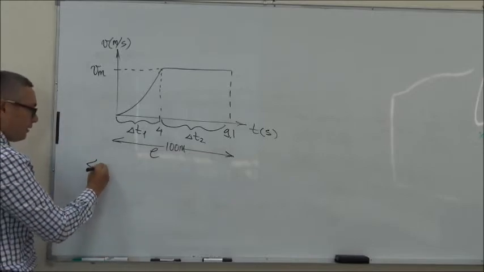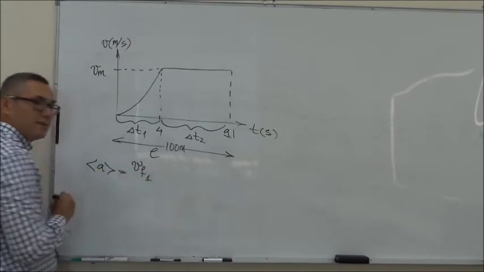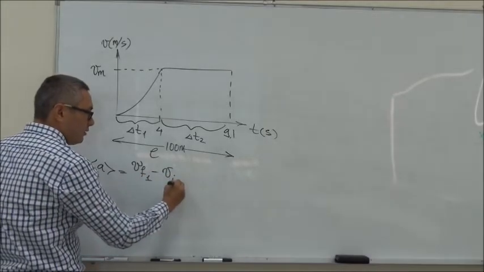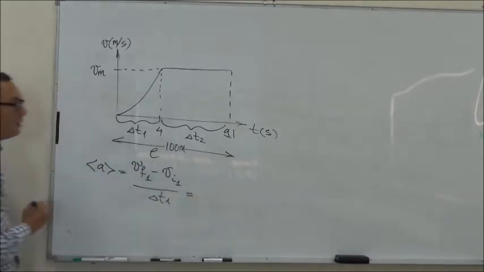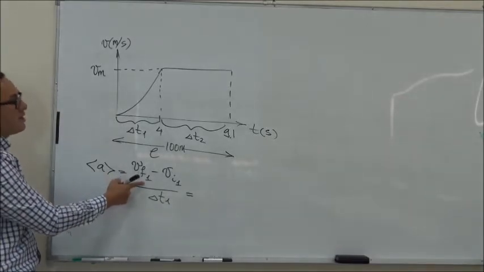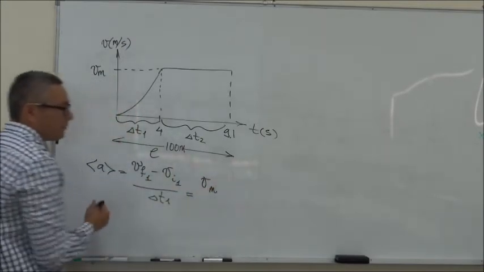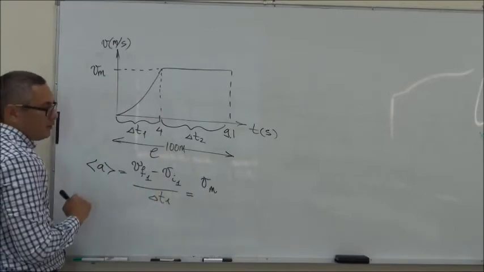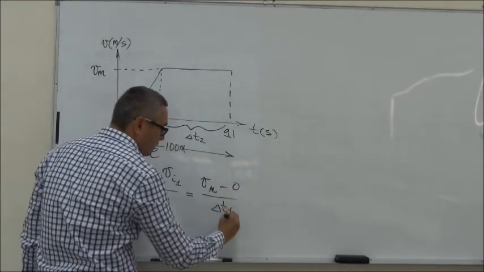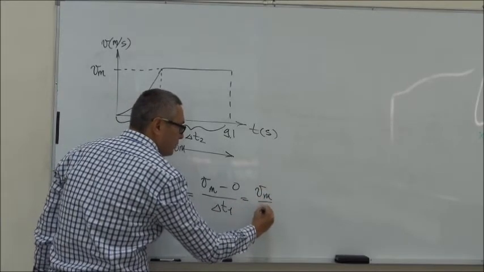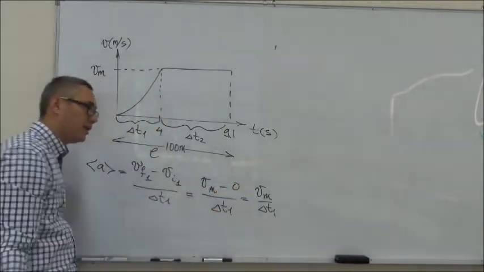Well, by definition, the average acceleration is equal to v final in the first time interval minus v initial in the first time interval over the total time, which is delta t1. The final velocity in the first time interval is the maximum velocity that the sprinter gets to. So we can say that this is Vm. Initial velocity of the sprinter is 0 because it starts from rest. So minus 0 over delta t1. So we can say that this is just Vm over delta t1. We know delta t1, it's 4 seconds, but we don't know the value of Vm.